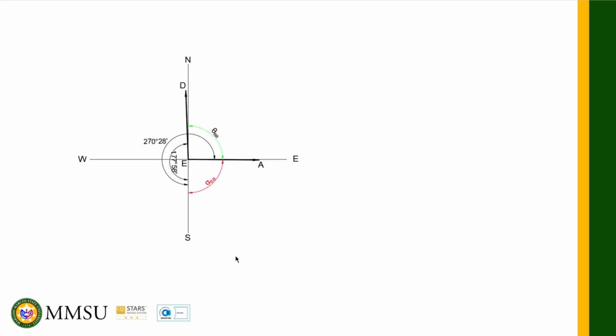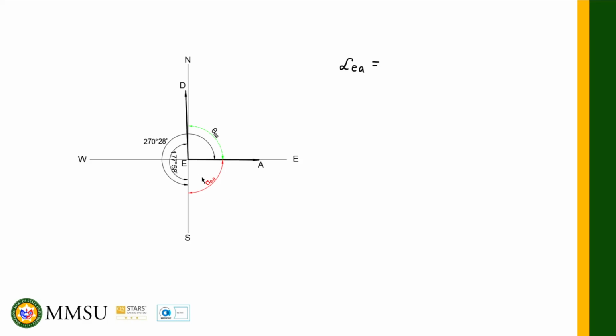This is station E. Right here, we have line ED and EA, but we are concerned with the bearing and azimuth of EA. Okay, so alpha EA is this one, of course, from south going east, and theta EA is this one from the north going to the line.